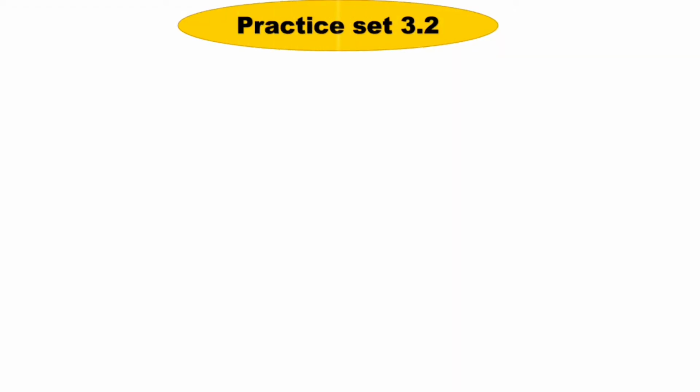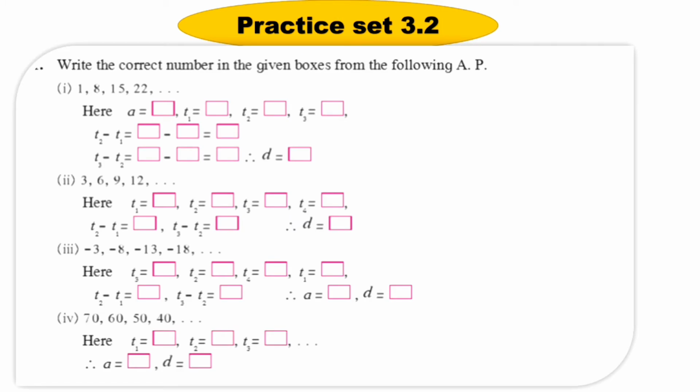Hello everyone. Today in this video we are going to learn practice set number 3.2 of class 10th algebra. So question number 1 is given. Write the correct number in the given boxes from the following AP. AP means arithmetic progression. Already the first one is given: 1, 8, 15 and 22.